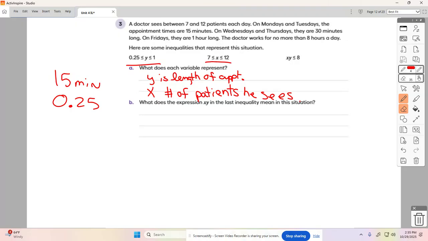All right, so now we know what X is, we know what Y is. What does the expression XY in the last inequality mean? XY has to be less than or equal to 8. What other constraint is up there that we haven't talked about yet? The amount of hours he works. So the number of patients times the length of their appointment has to be less than or equal to 8 hours because he's a doctor and doesn't want to work more.